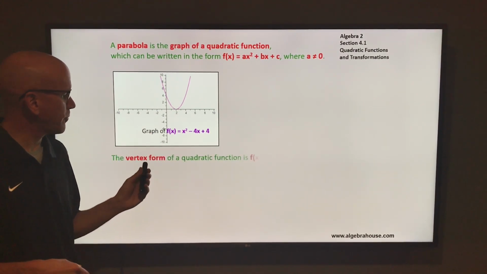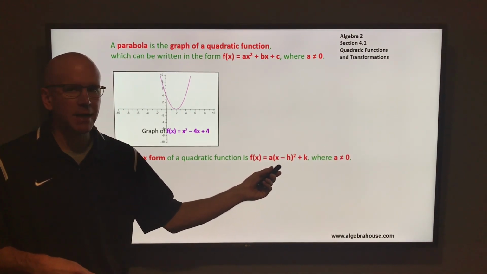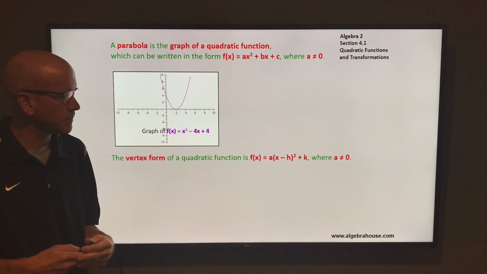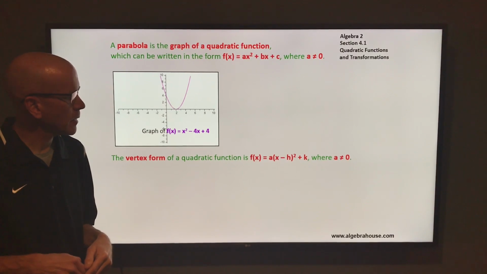The vertex form of a quadratic function is f of x equals a times x minus h squared plus k. Again, where a is not equal to 0. Because if a was equal to 0, you wouldn't have a quadratic function.